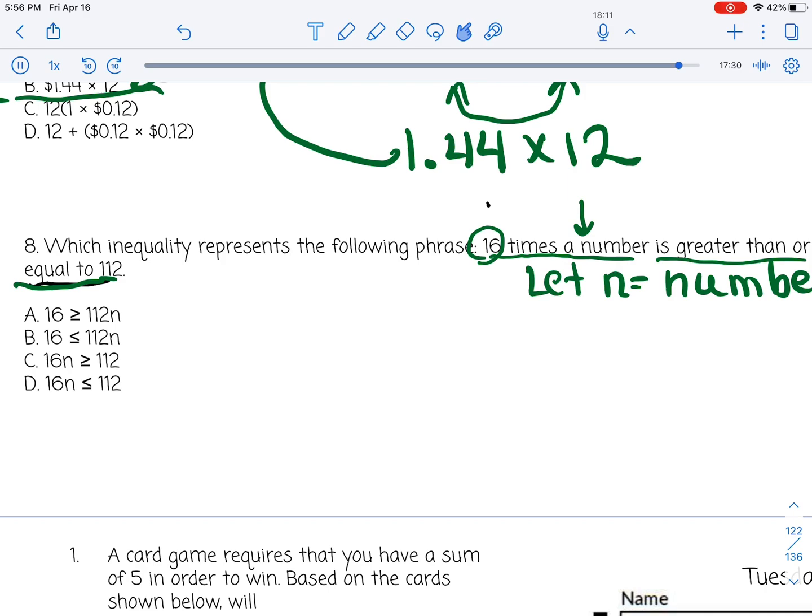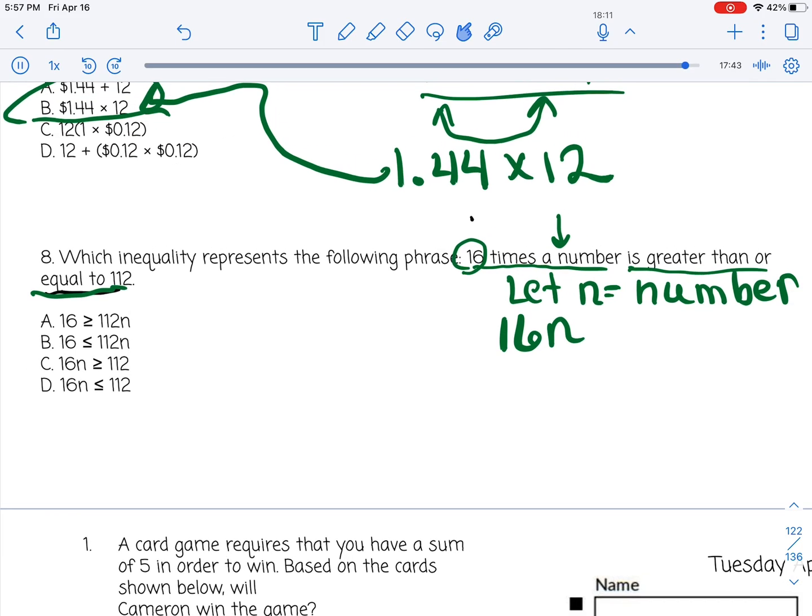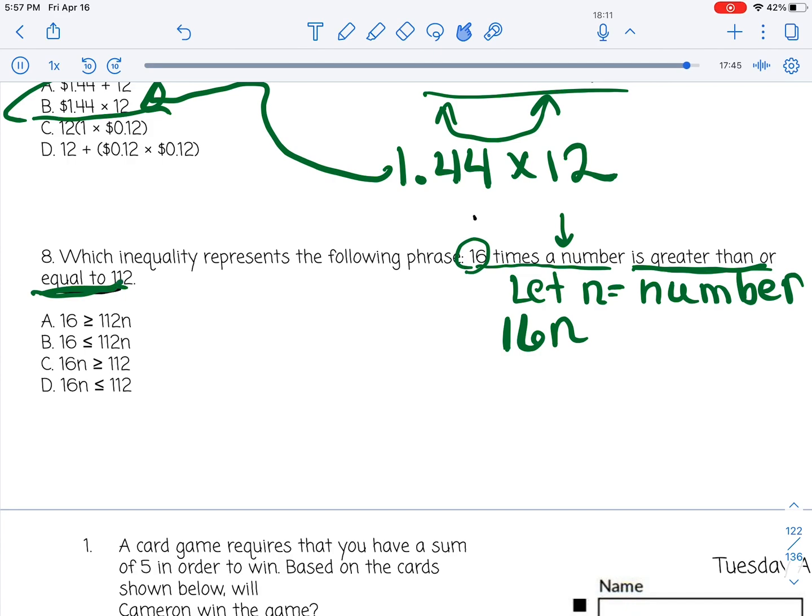And I know 16 times. So when I'm showing that a number is being multiplied to a variable, remember we just put them right next to each other. So I'd have 16n. Now it says is greater than or equal to. So remember our inequalities and what they look like? If it's greater than or equal to, I have the line underneath the inequality symbol. So 16n is greater than or equal to 112. So your answer is going to be C.